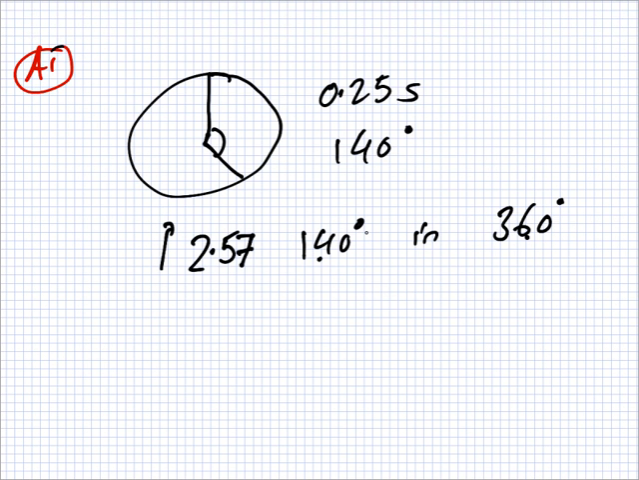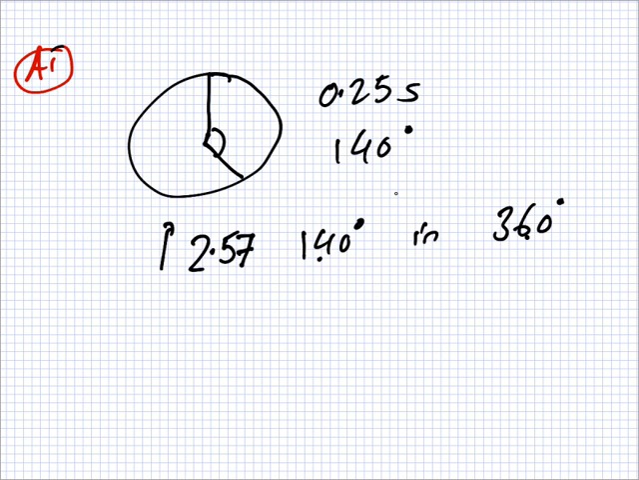How many 90s in 360? 4. How many 180s? 2. How many 60s? And there's 2.5 140s.